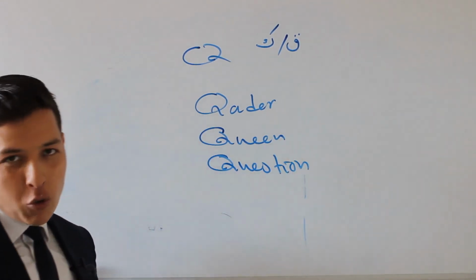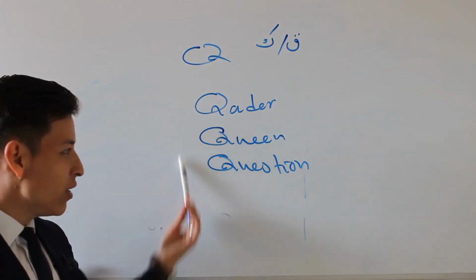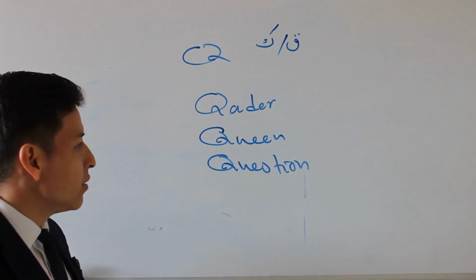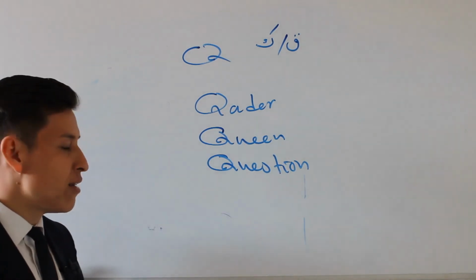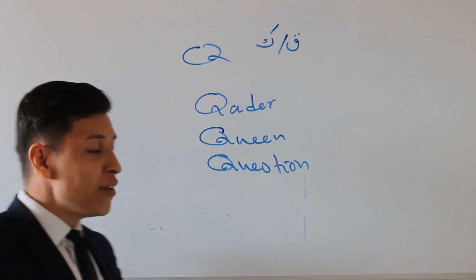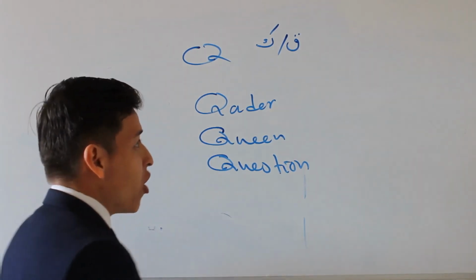So it's question, it's not question. That's why American people pronounce Q like K. So it's the K sound, so it is never silent. Another letter is the letter R.